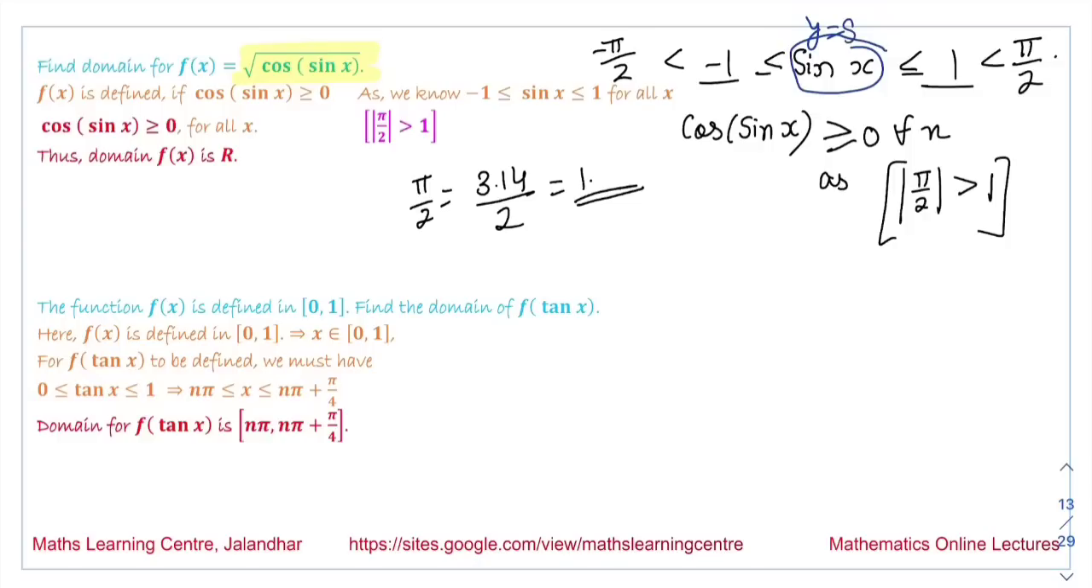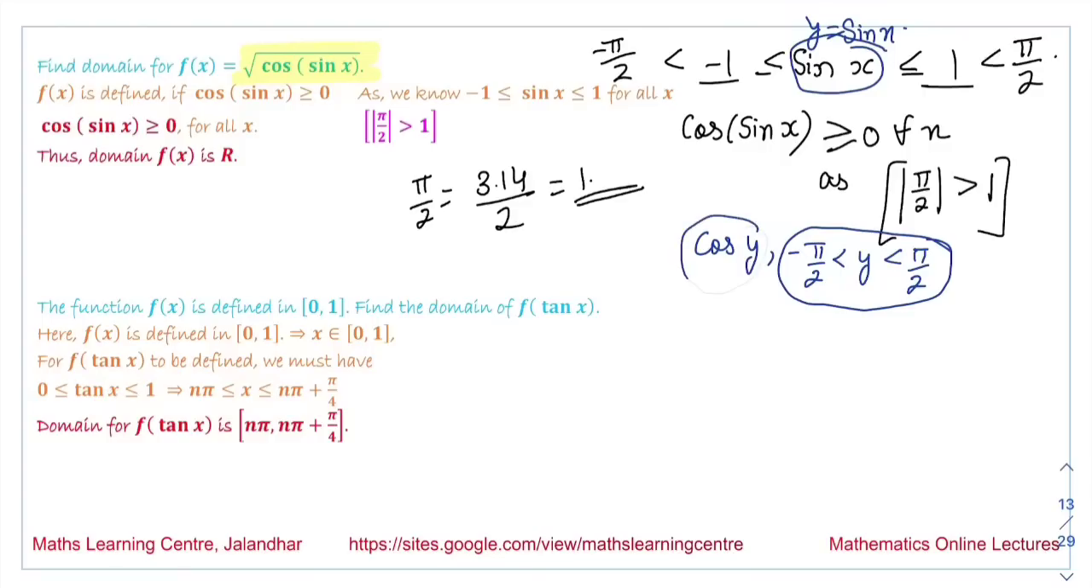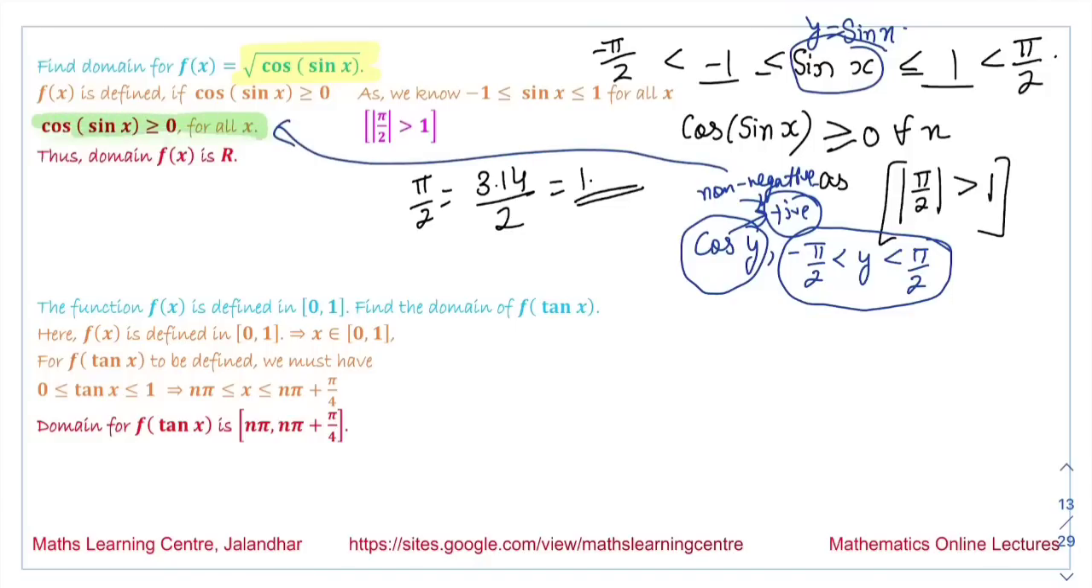So I am writing y is equal to sin x. Now we are talking about the function cos y where minus pi by 2 is less than y is less than pi by 2. And we know that if the value of y is in this region, then cos y is also positive, or we are saying it is non-negative. So this condition is written over here. So we are saying that cos of sin x is greater than or equal to 0 for all x. So the domain of this function f(x) is R. That is, x can take any value from R, and we will obtain the answer.